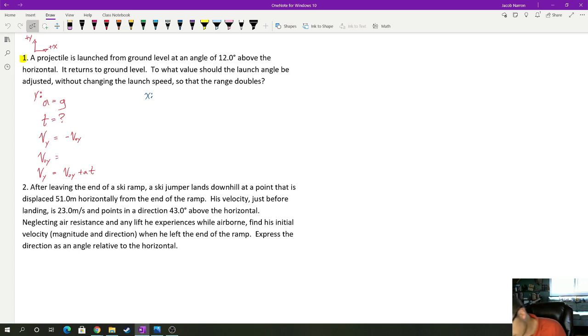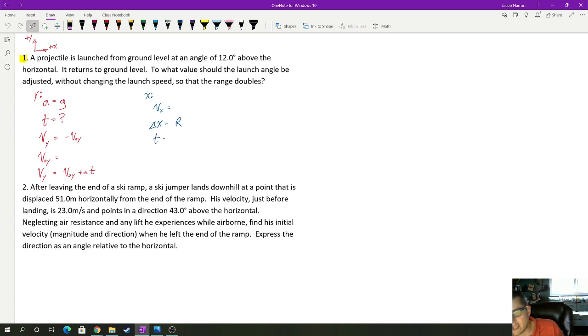Now in terms of x, you guys should know by now that there is no acceleration in the x direction. And so for that reason, this is the stuff that we know. We know v in the x is equal to something. More on that in a moment. Delta x, I'm just going to rewrite as r, just for the range. Okay, this problem talks a lot about range, so we're just going to call it r. And we don't know t.